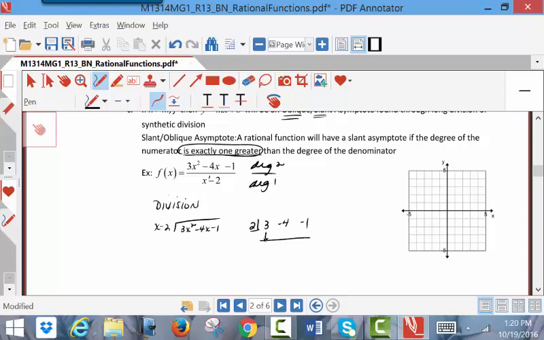Drop the 3. So we're going to do synthetic division because the denominator is a first degree expression. 2 times 3 is 6, add. 2 times 2 is 4, add, and you get a remainder. Now when you're finding your oblique or slant asymptote, you don't worry about the remainder because it's such a detail that you're not going to be able to graph that kind of detail. So we come up with the equation y equals 3x plus 2. And this is your oblique asymptote.